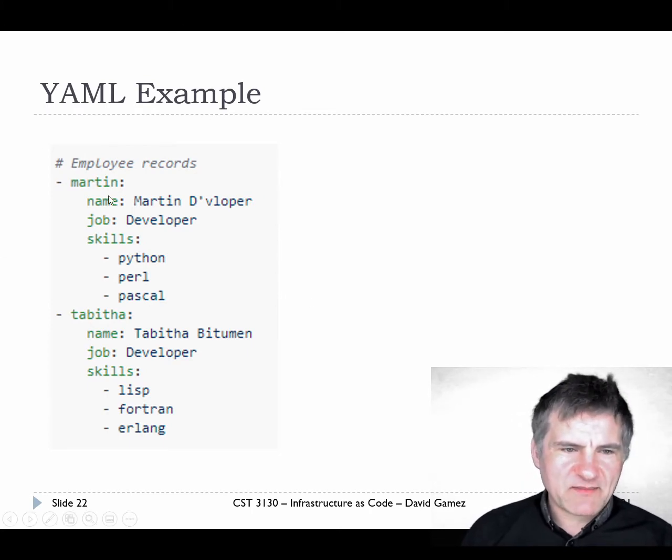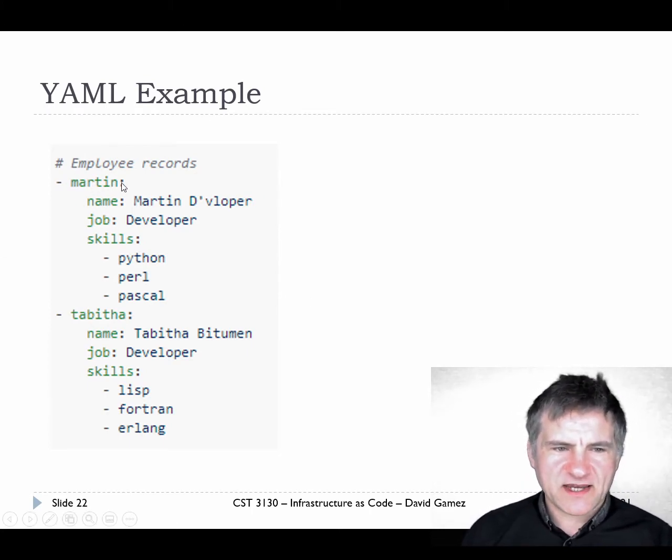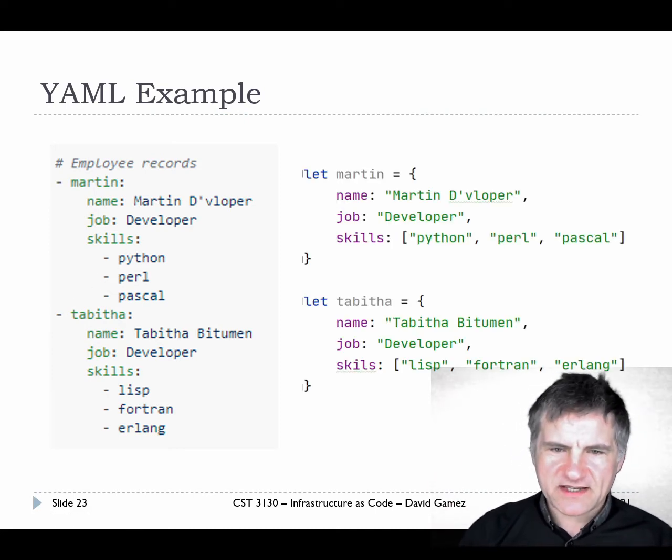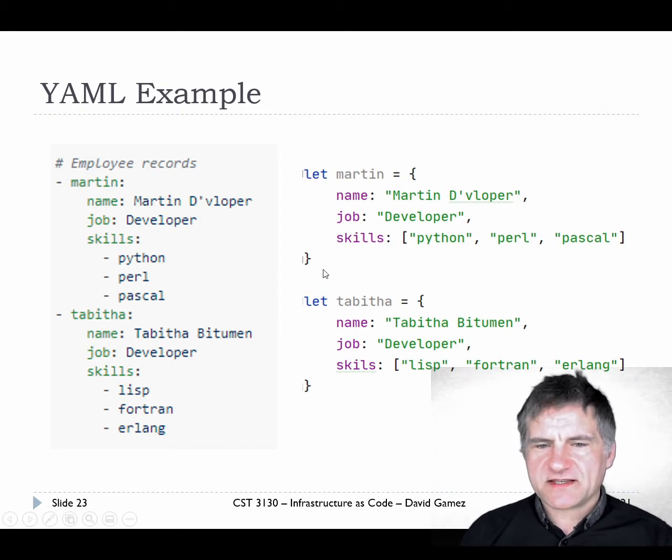So this is a YAML file here. Here I have Martin as the key, pointing to this data structure, and then Tabitha's another key pointing to another data structure here. And here we've got key values, the name, just like JSON. And then here we have a list of skills, and we're using the dashes here; a dash and space represents a list. So for those of you who are familiar with JSON, this is the JSON equivalent here, so they've got the key values.